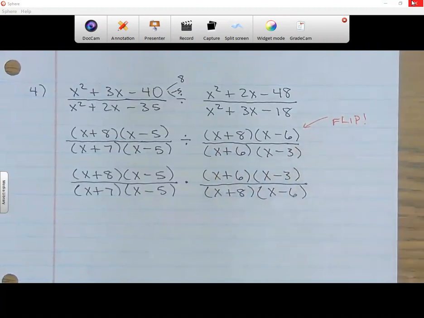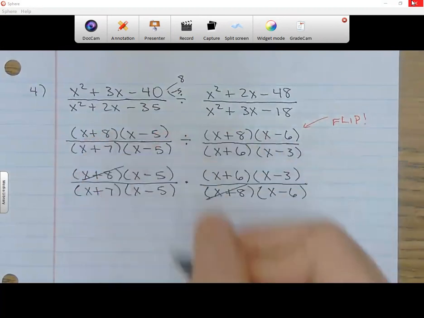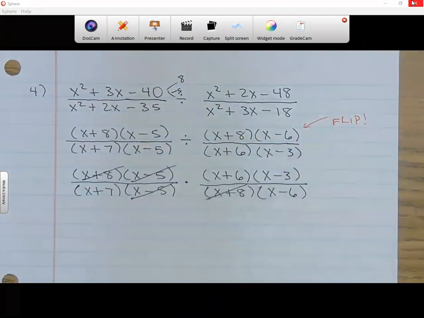Okay, so now we start canceling out, right? What's the same on the top and bottom? The x plus 8's, the x minus 5's, and I think that's it. There's nothing else that we can cancel out.